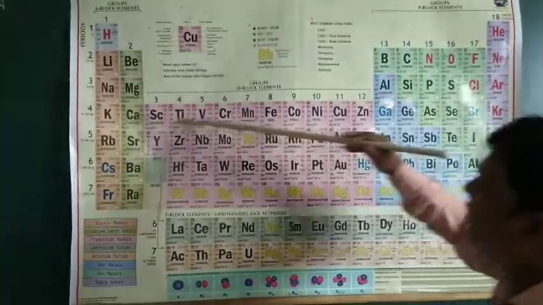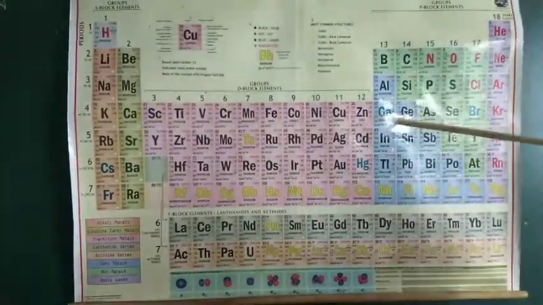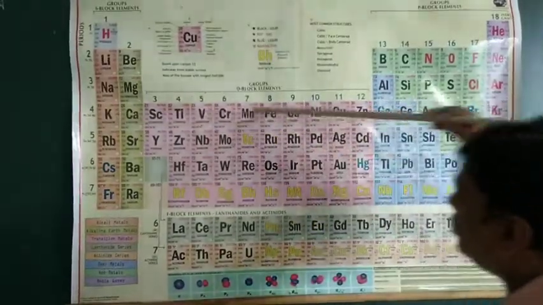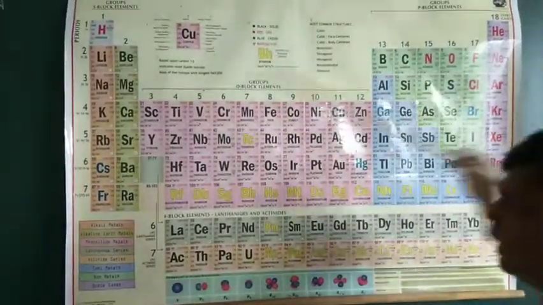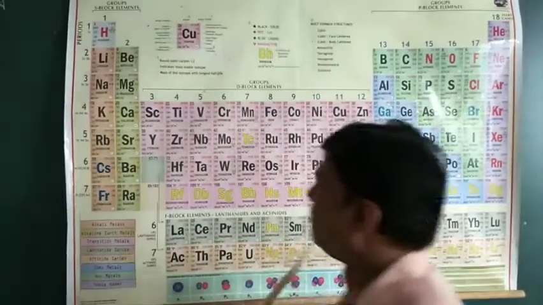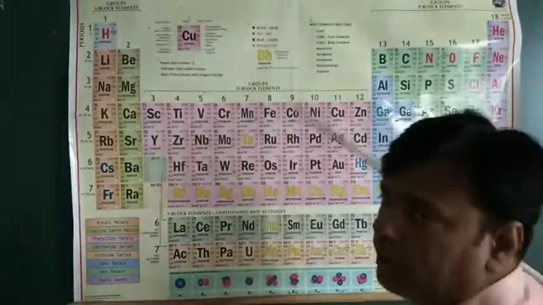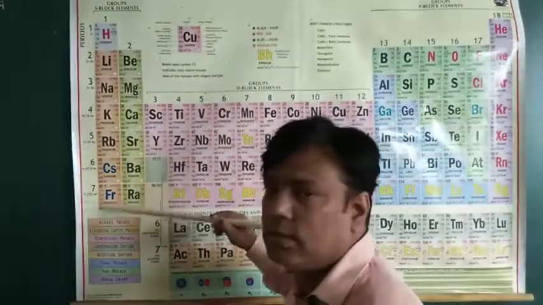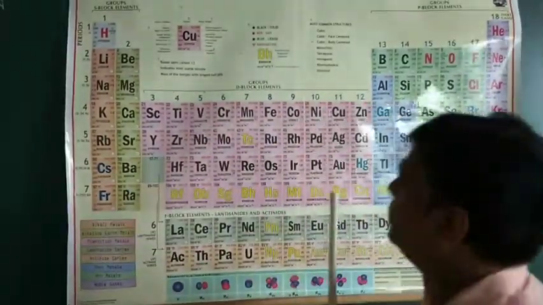As we move from left to right in a period, from here to there, atomic radius decreases. Right? Atomic radius decreases across a period, but increases down a group.